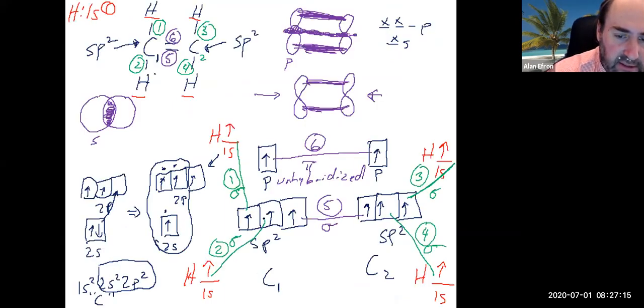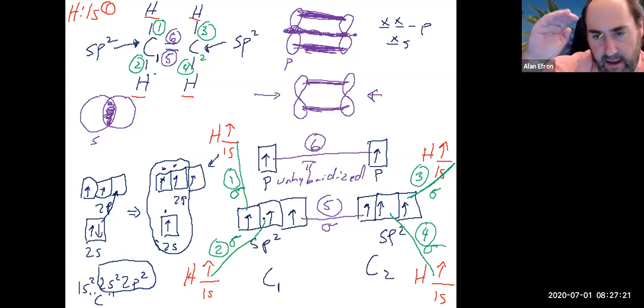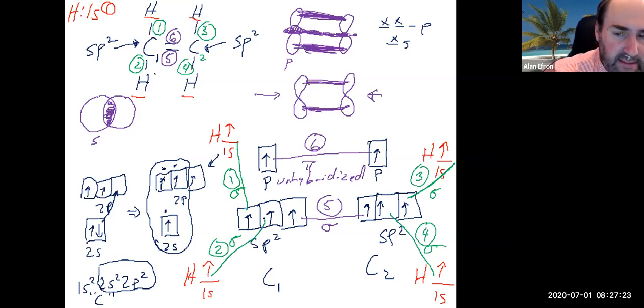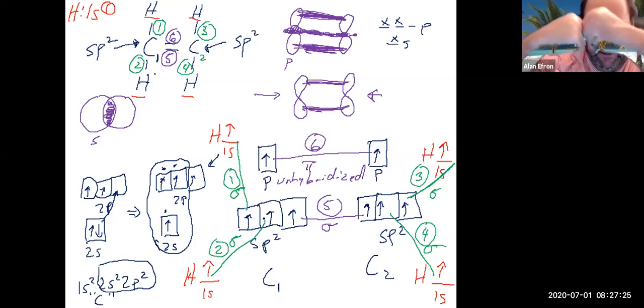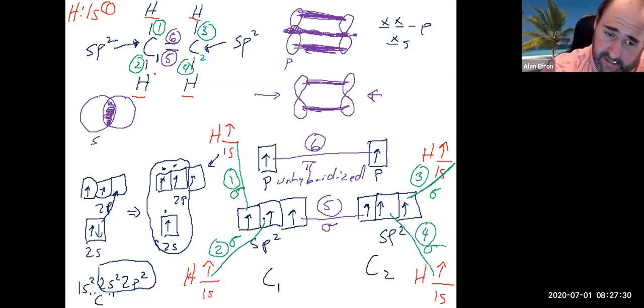That's essentially how unhybridized p orbitals will always overlap. They'll come together above and below that plane. That's different than a sigma bond, where it's basically straight on and they blur together and make that blob. Other questions on that?